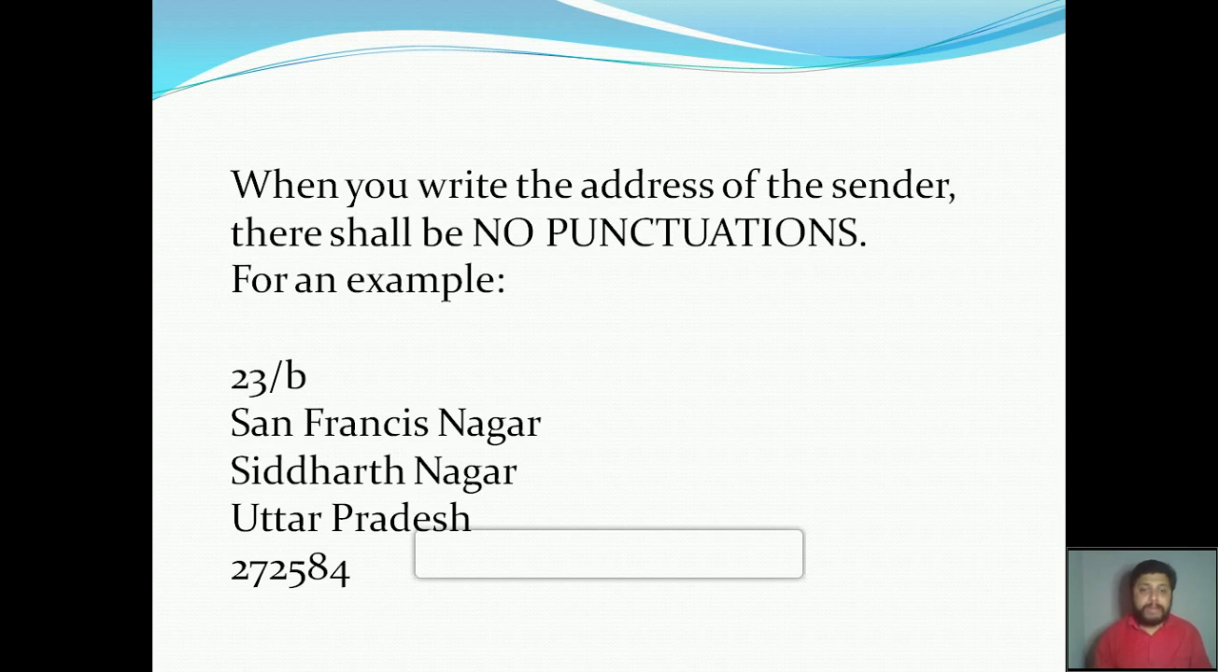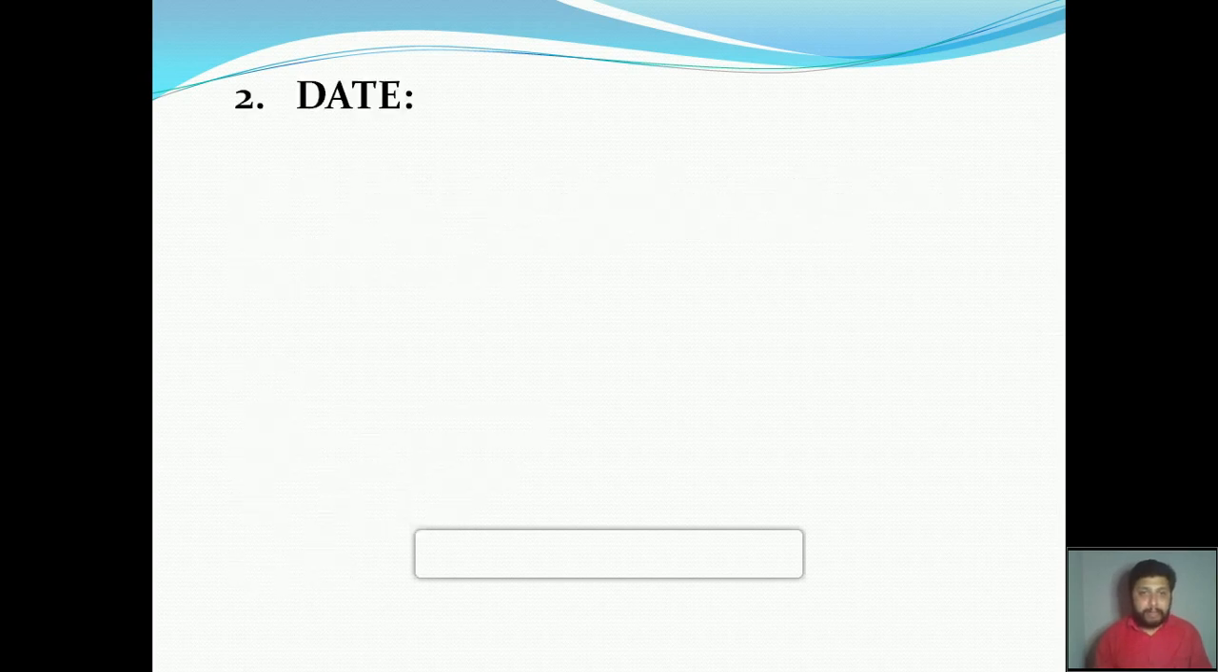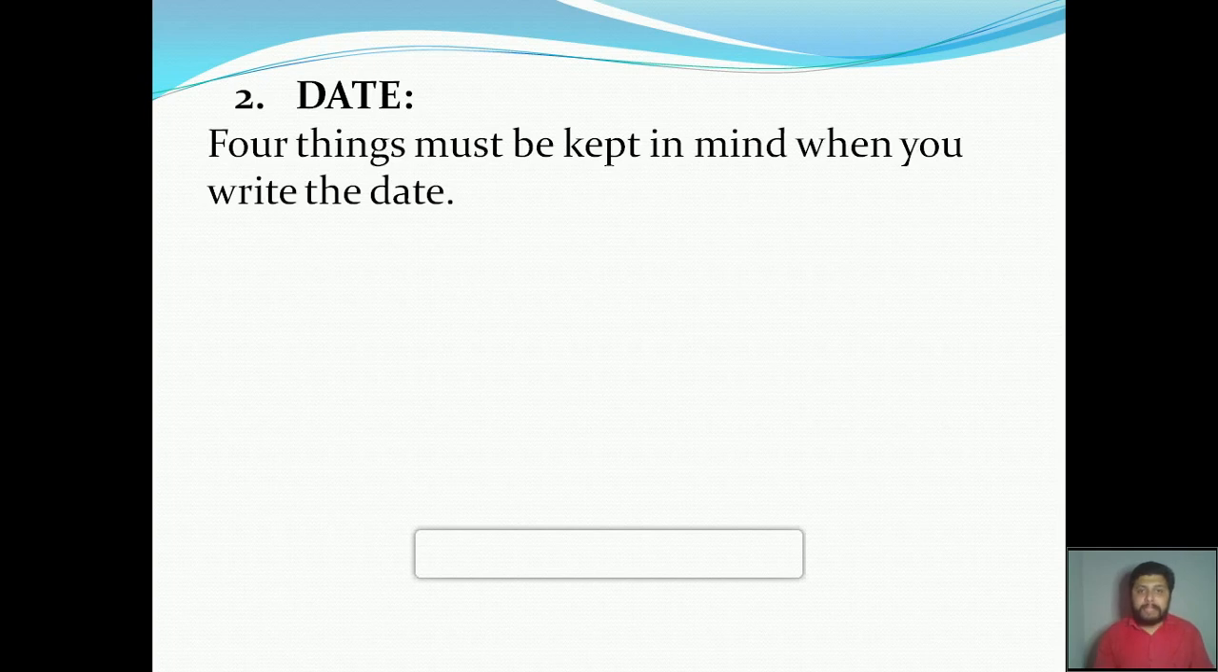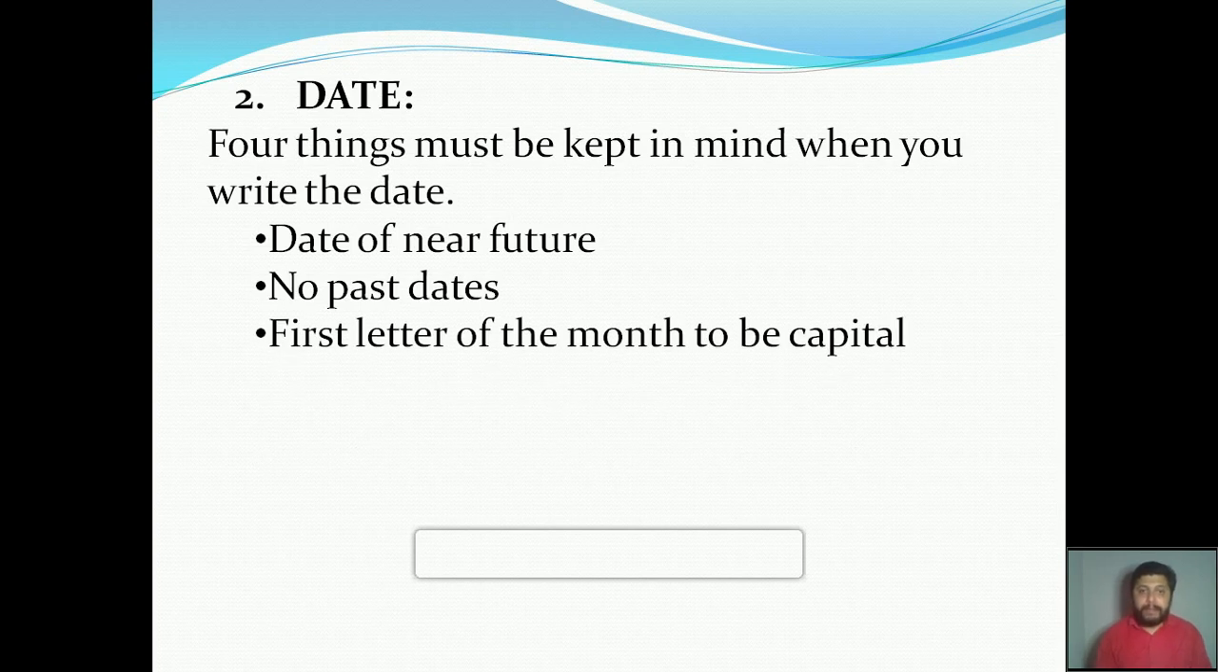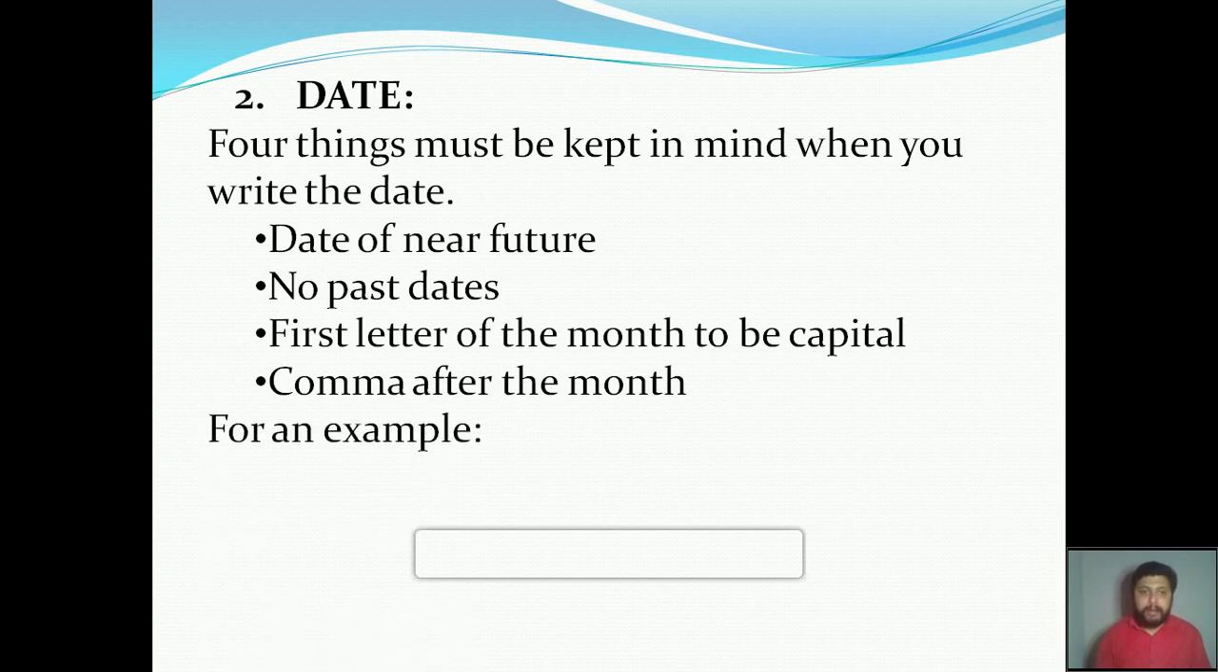Now let's move to the next element, that is date. 4 things must be kept in mind when you write the date. First of all, date of near future. Suppose you are writing a letter today, you have to mention the date which is going to come. Don't write past dates. First letter of the month to be capital, and finally comma after the month. Let's see an example. 10th April 2020.